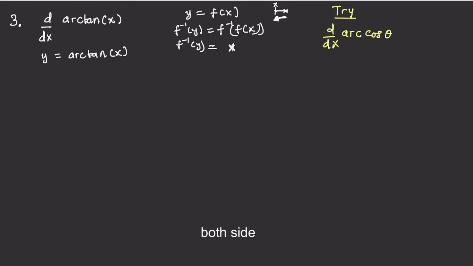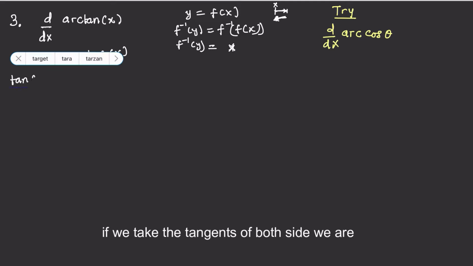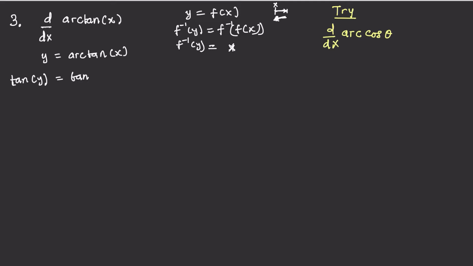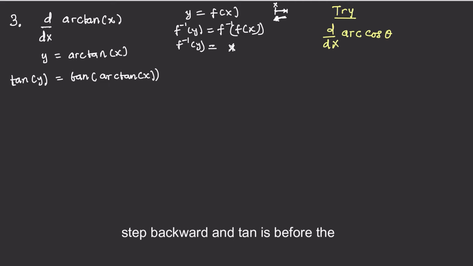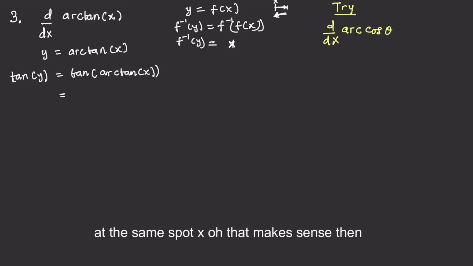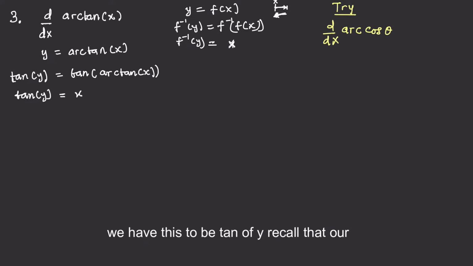So let's take the tan of both sides. If we take the tangents of both sides, we're going to have this to be tan of arctan of x. And from here, you can easily guess the result. What is tan of arctan of x? Arctan is an inverse operation, you take a step backward, and tan is a forward operation, that is, you're taking a step forward. That's like you're just going to be at the same spot x. I hope that makes sense. Then we have this to be tan of y. Recall that our goal is to take the derivative, so of course, we replace arctan of x as y. So we want to find the derivative of y with respect to x.